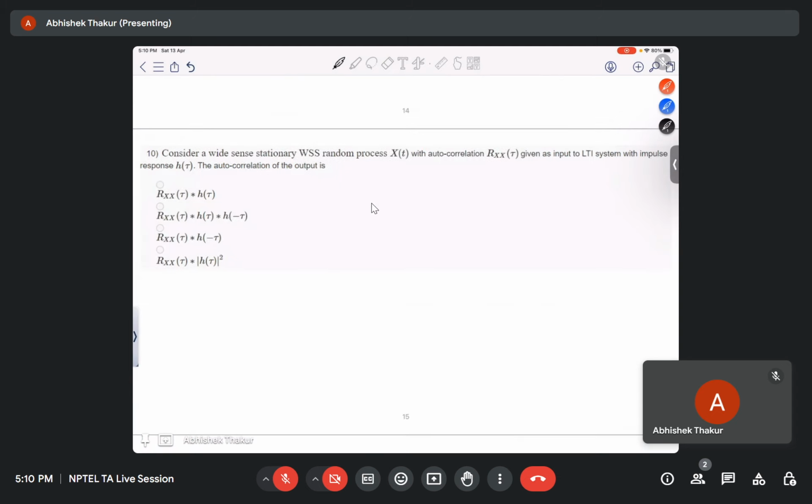Coming to question number 10. Consider a wide sense stationary random process X(t) with autocorrelation function R_xx(τ) given as input to an LTI system with impulse response h(τ). So the autocorrelation of the output is R_xx(τ) convolved with h(τ), convolved with h(-τ), as we have studied in the lecture. So option B is the correct answer for this question.